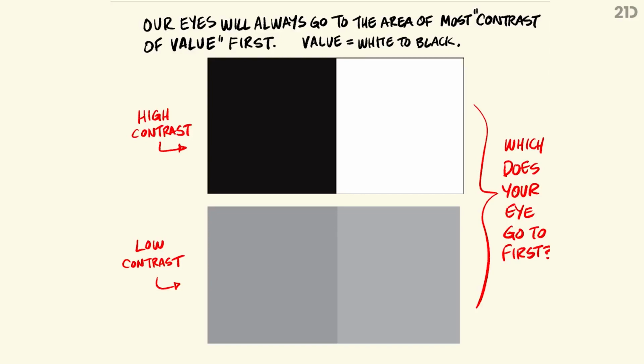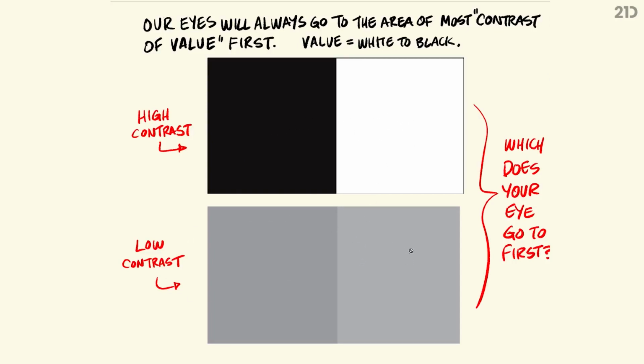So here's something about values that you may or may not know, but our eye will always go to the area of most contrast of value. It's just how we operate as humans. We look towards bright spots and dark spots. Boom, that's where our eye goes to. We're attracted to that. We're attracted to high contrast. So high contrast is like this top one here where it's like black against white. That's the most stark amount of contrast you can have.